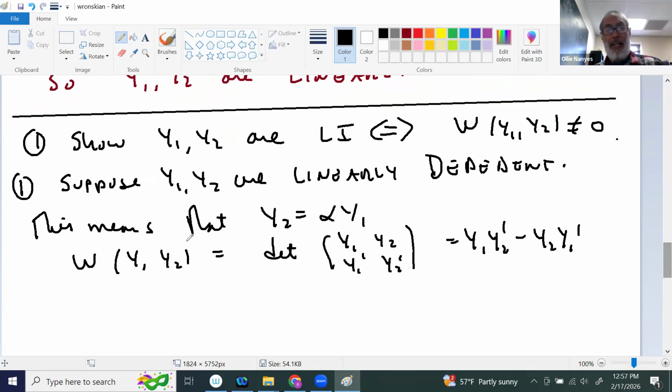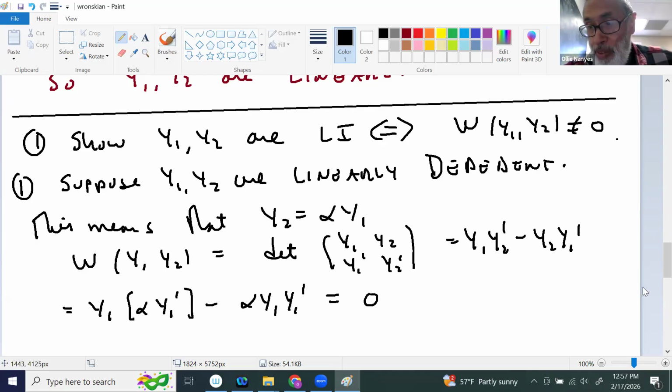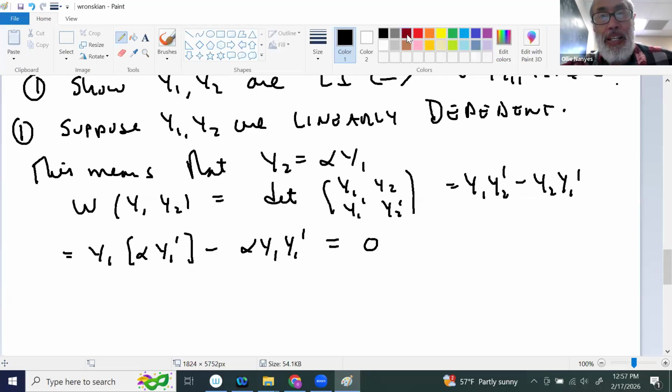Well, we know that the derivative of a constant times a function is that constant times the derivative of that function. So this is going to be y1 times alpha y1 prime minus y2 y1 prime. y2, remember, is alpha y1, so that's in fact 0. So if the functions are linear multiples of each other, the Wronskian is 0. That's kind of easy. Now let's go the other way.